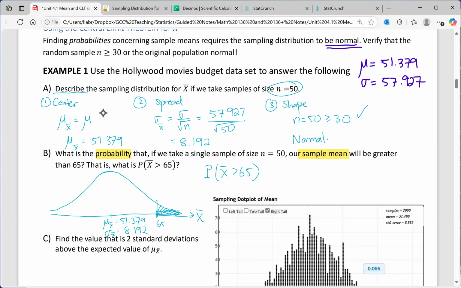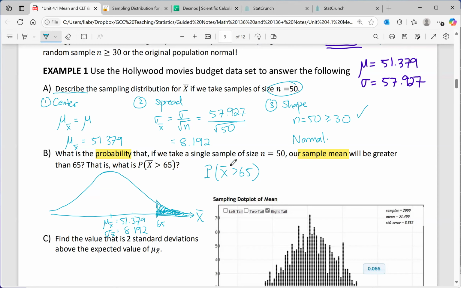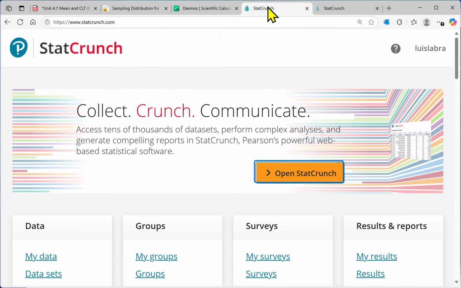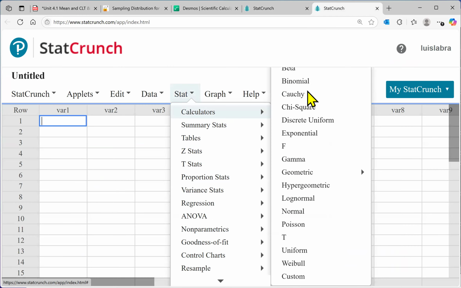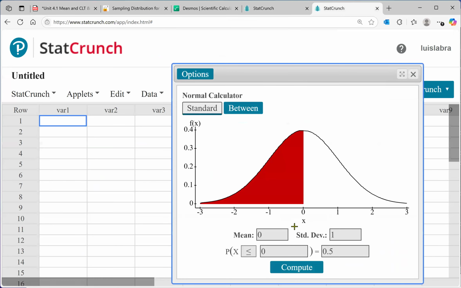So here is the number line of the sample mean. And I want to basically see how likely it is that you're going to land above 65. To find this probability, I'm going to use StatCrunch. So let's use the fact that there's a normal distribution. I'm going to go to Stats, Calc, Normal, and make sure that this matches your paper.